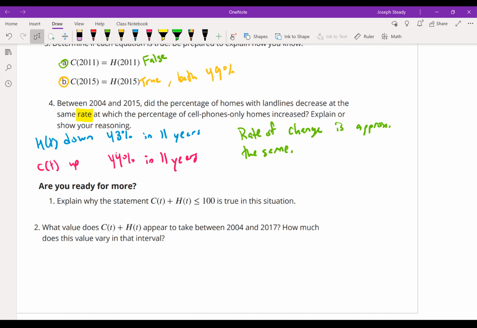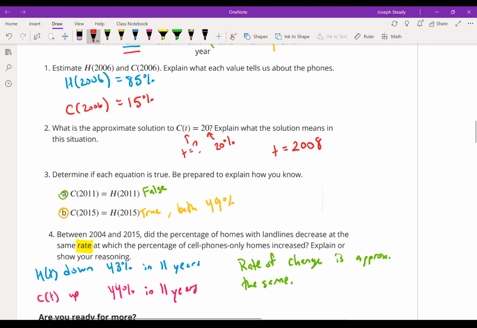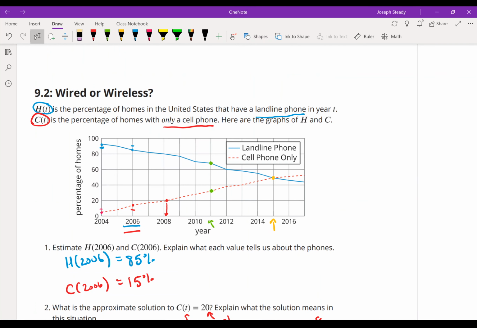In the Are You Ready for More section of this problem, we are first asked to explain why the statement C of t plus h of t is less than or equal to 100 must be true. Well, remember, h of t is the percentage of households that have a landline. But C of t was defined a little more specifically. C of t was the percentage of homes that had only a cell phone.